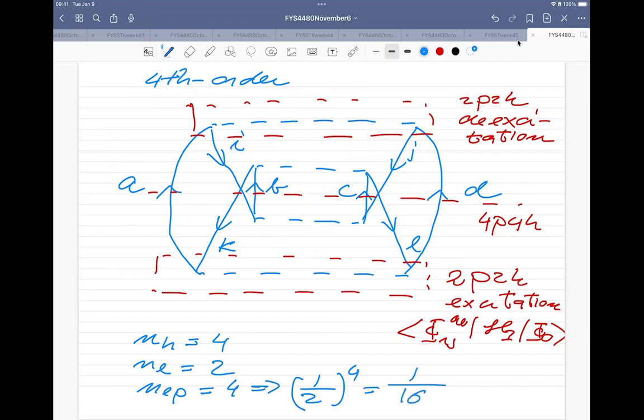Then the next thing is to set up the energy denominators and to set up the final expression. So if I do that, I now need to make a summation over all the intermediate particle states and all the intermediate hole states. So let's do that as a final exercise today.